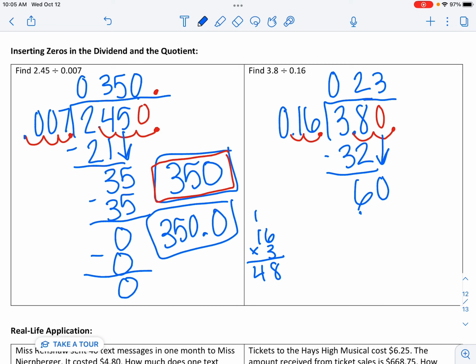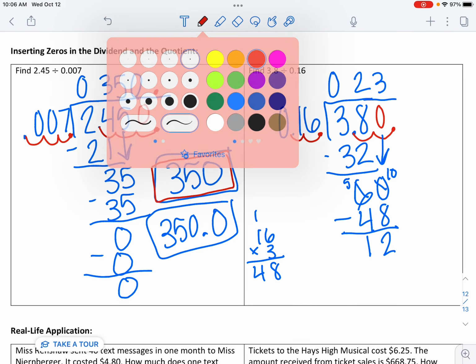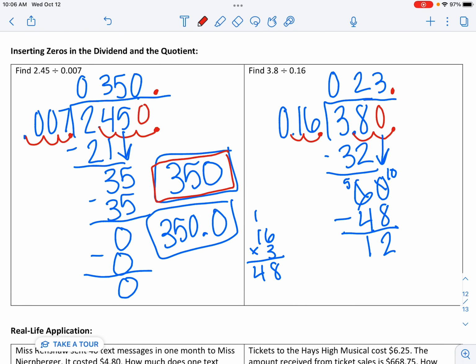3 times 16 is 48. Turns to a 5. This turns to a 10. And we're left with 12. But we have to have 0 remaining at the end. Okay. So I'm going to add another 0. Oh, I forgot to bring my decimal straight up. There we go. Okay. Add another 0.